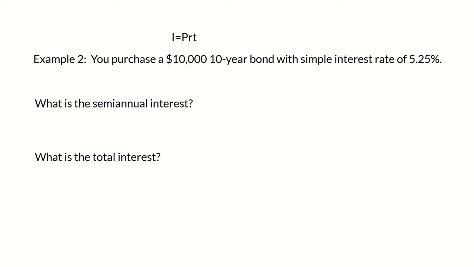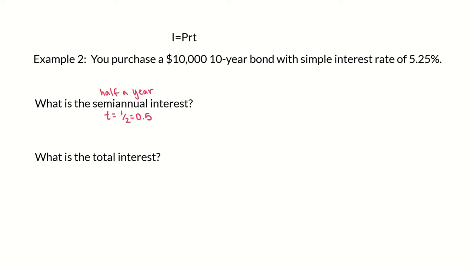Example 2. You purchase a $10,000 10-year bond with simple interest rate of 5.25%. What is the semi-annual interest and what is the total interest? So for this first part, semi-annual interest, that means in half a year, or that means that the time for this amount of interest would be 6 months. Since the time is always in years for simple interest, that means that we use the time of 1/2 or 0.5.